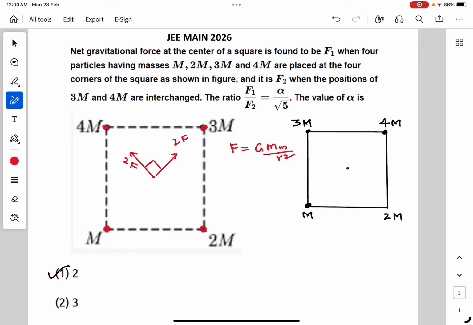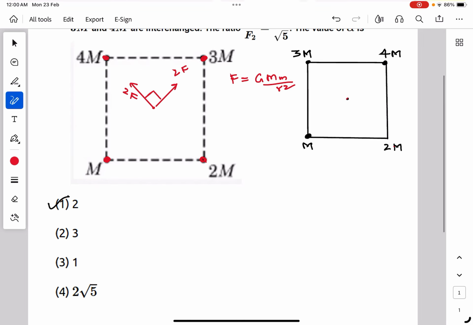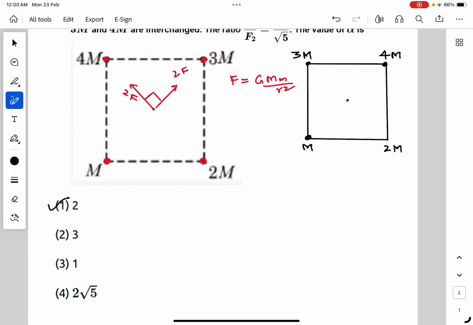So let us find out the magnitude of F1. This is equal to root of (2F) whole square plus (2F) whole square, and this is equal to 2 root 2 into F.